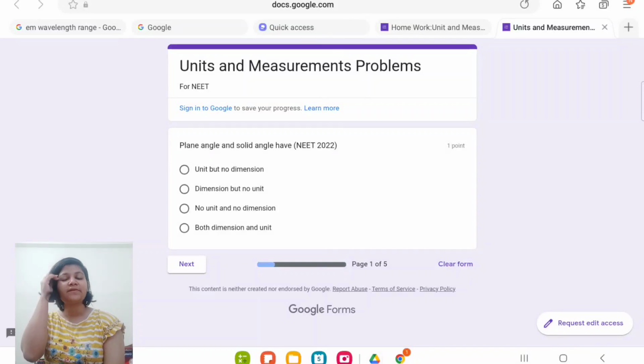Hello, this is session 7 of units and measurement. In this session, we are going to solve the homework problem that I had given you for NEET in the chapter units and measurements. So let us get started.